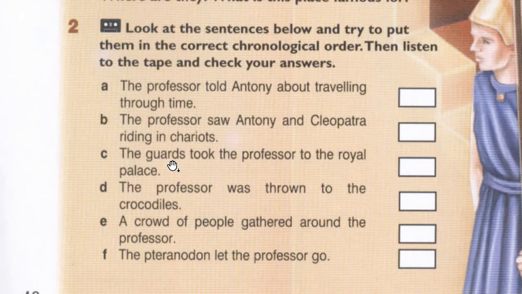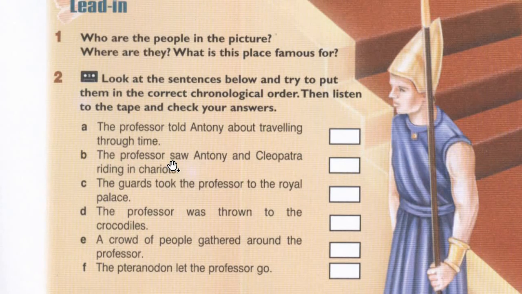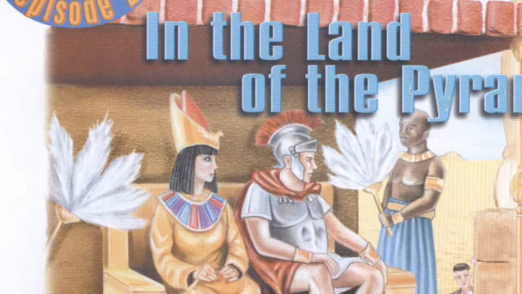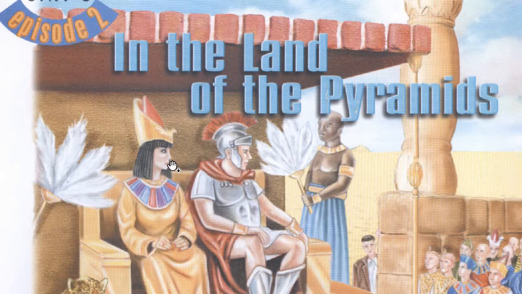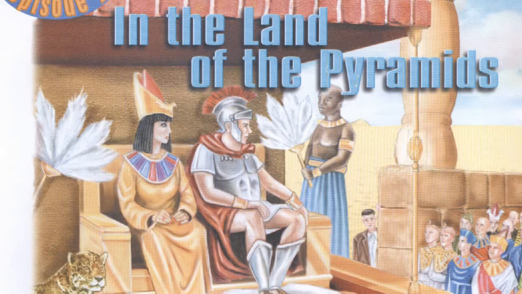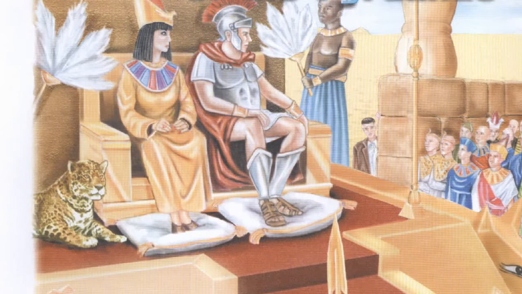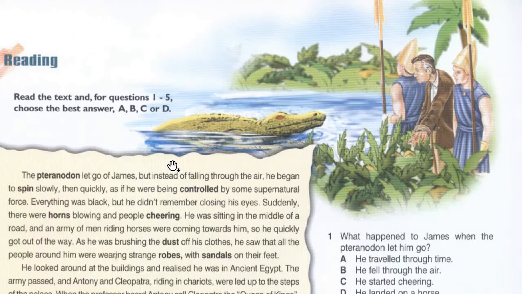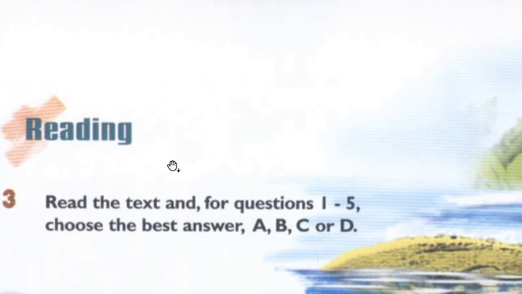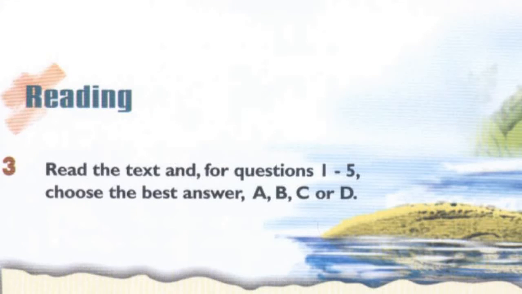Okay, so today is 25th of November, and our class is for grade 7 in particular, and we started with Unit 9 today. The title of Unit 9 is In the Land of the Pyramids. It's about Egyptians, it's about ancient Egypt, and wonderful stories that happened in the past. Okay, so let's move on to the next page and exercise related to the part under the title of reading.